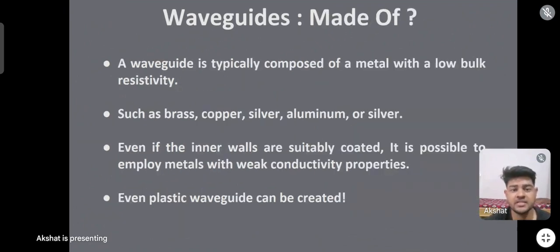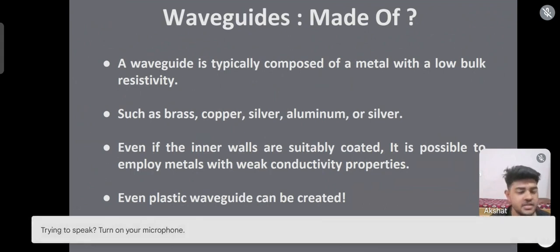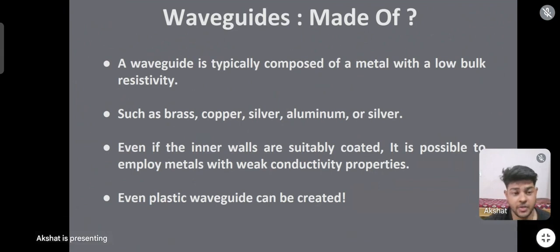What are waveguides made of? A waveguide is typically composed of a metal with a low bulk resistivity. Why is resistivity being considered here? Because the waves travel on the surface, and resistance on the surface will be a consideration. Metals such as brass, copper, silver, and aluminum can be used as waveguide materials. Even if the inner walls are suitably coated, it is possible to employ metals with weak conductive properties. And why only metals? Even plastic waveguides can be created.